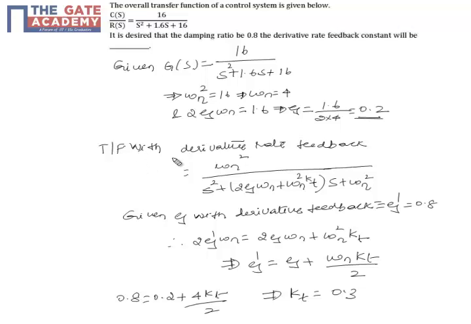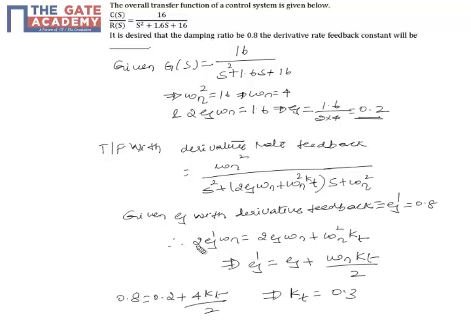So the overall transfer function when we add a derivative rate feedback is omega n square by s square plus 2 zeta omega n plus omega n square kt into s plus omega n square. This will be the transfer function when we add a derivative rate feedback to a given second order system. You can clearly see 2 zeta dash omega n equals the new quantity, which is 2 zeta omega n plus omega n square kt.